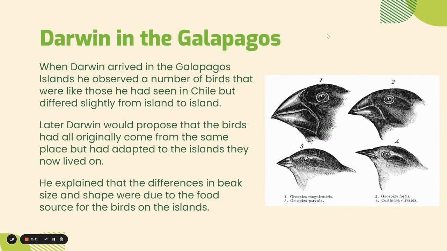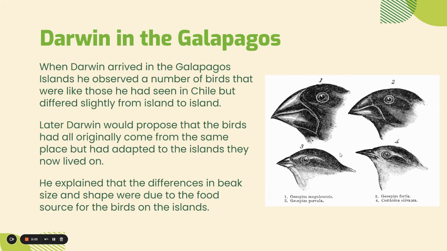The part of the trip that was most intriguing from the evolutionary biology standpoint was when Darwin was in the Galapagos Islands. He arrived in the Galapagos Islands and observed a number of different birds that were like those he had seen in Chile on the mainland, but differed slightly from island to island. As you can see here, these are his drawings of these different birds. Later, Darwin would propose that these birds had all originally come from the same place, but had adapted to the islands they now lived on.